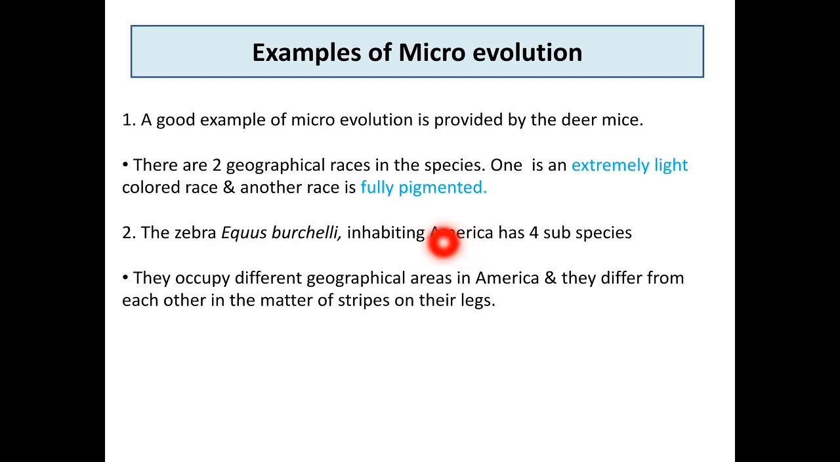Second example is the zebra inhabiting America, and their species has 4 subspecies which occupy different geographical areas, and they differ from each other in the stripes on their legs. So this is all about microevolution, and always remember that this occurs within or below species level.